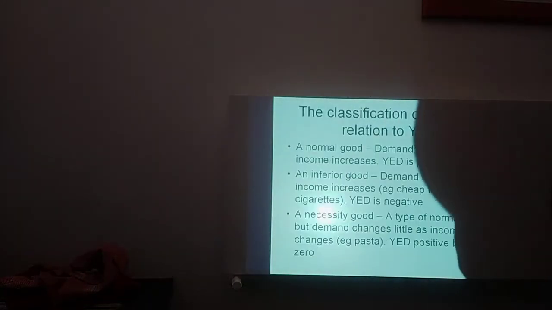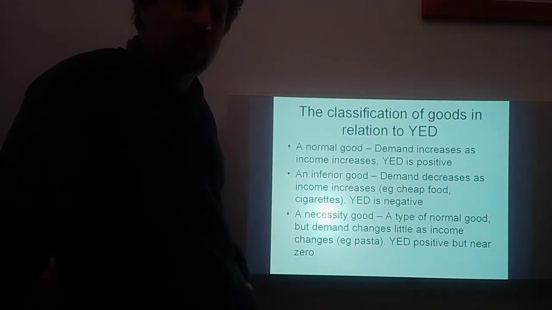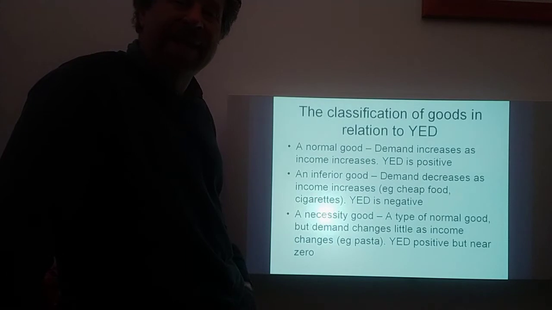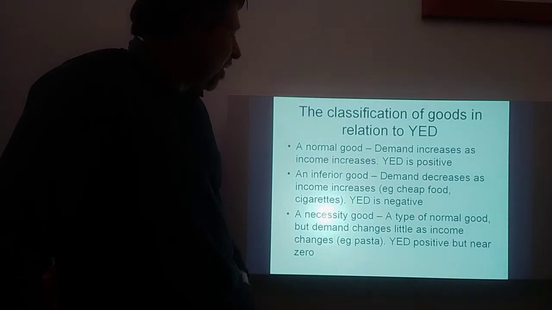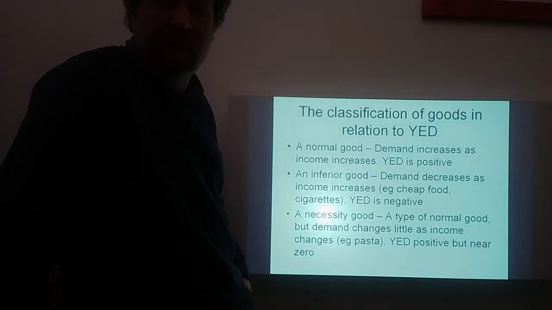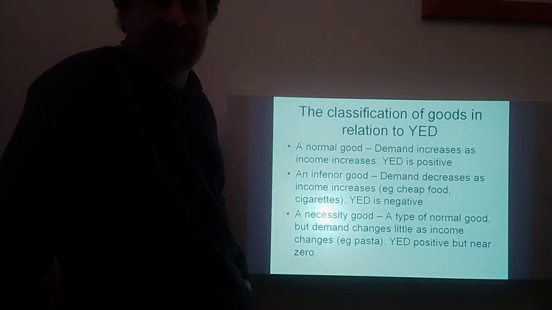So looking at the classification of goods which this number indicates, economists can classify goods in certain categories, and this number will indicate what categories they belong to. So you've got a normal good. This is when demand increases as income increases. We know if we've got more money, we can spend more. So demand goes up as income goes up.